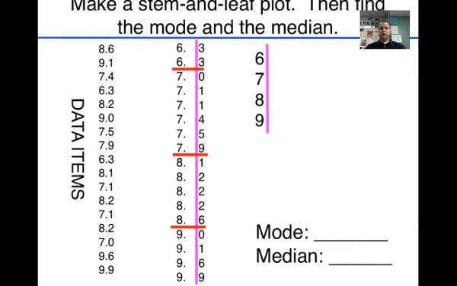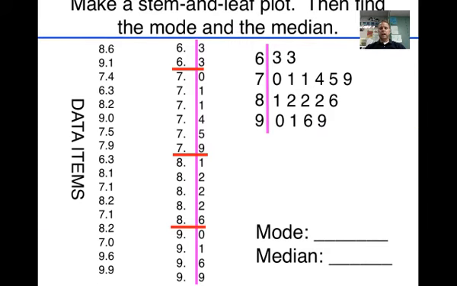So there's my stems, and you should know how to do the leaves. This isn't real hard. For the 6s, we'll have 3 and 3. For the 7s, we'll have 0, 1, 1, 4, 5, 9. The 8s, 1, 2, 2, 2, 6, and 9, 0, 1, 6, 9.